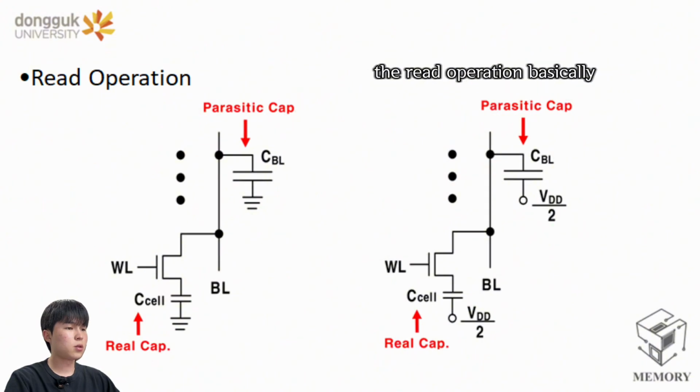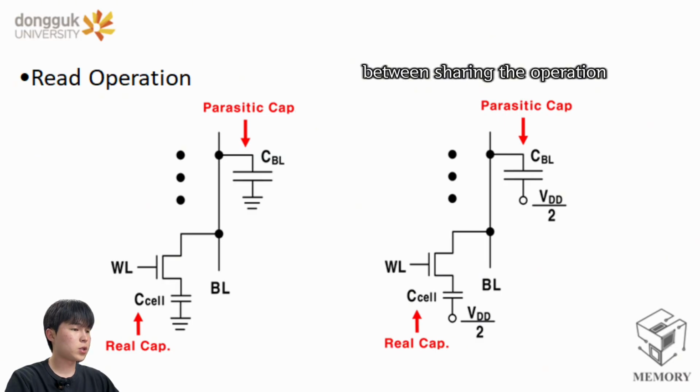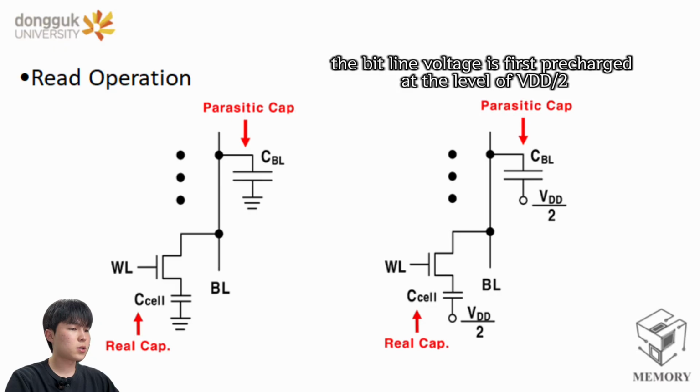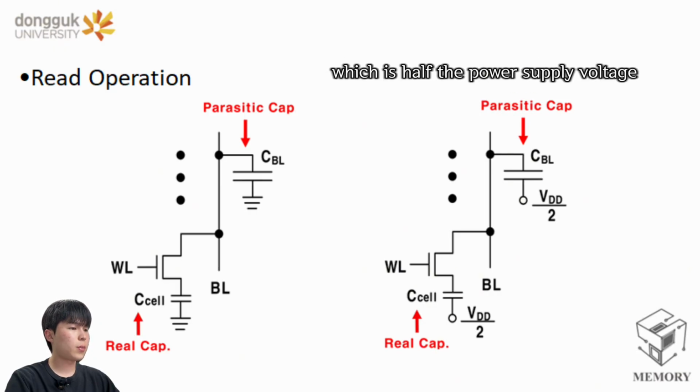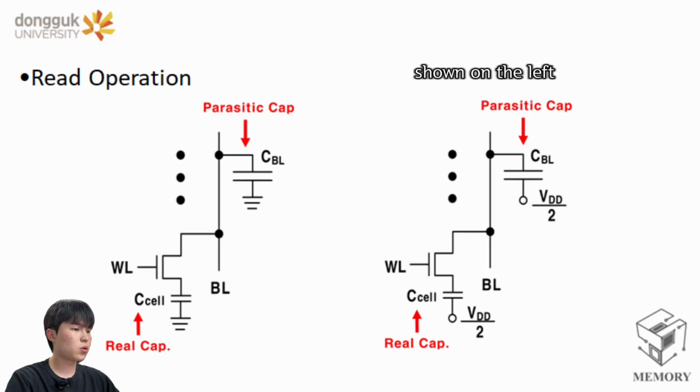Read operation. The read operation basically uses the principle of charge sharing between the bit line and cell capacitors. Before the charge sharing operation, the bit line voltage is first precharged at the level of VDD over 2, which is half the power supply voltage. First, it is a read operation of a typical GND forcing structure shown on the left.